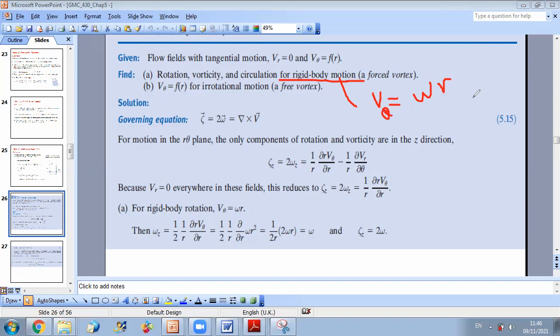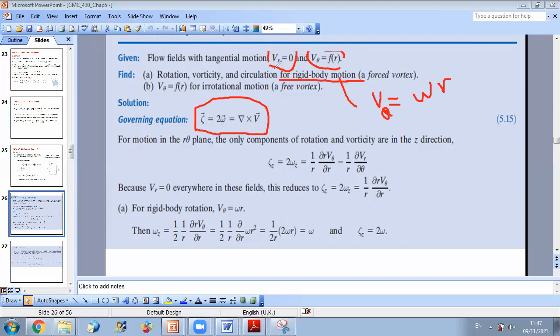Okay, now let us see how to use this result to calculate the rotation, vorticity, and circulation. So to start with, the vorticity is related to the rotation by 2 omega, and omega is related to the curl of velocity. So what do we know about velocity here? We know that VR is equal to 0, and V theta is only a function of R. And for rigid body motion, this means that we can use the relation V theta equals omega times r.